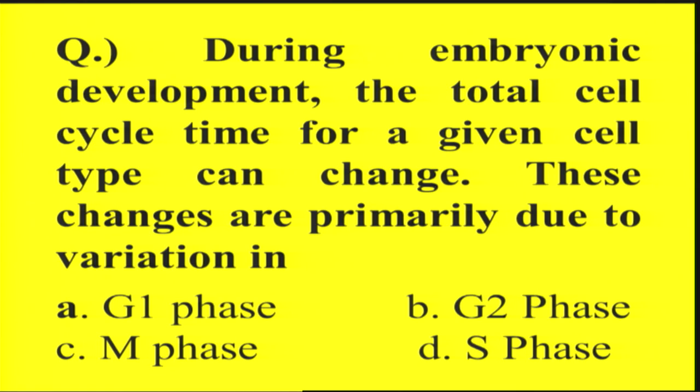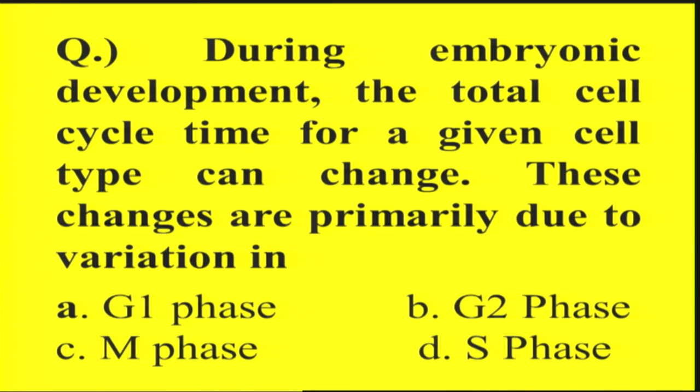Another question: during embryonic development, the total cell cycle time for a given cell type can change. These changes are primarily due to variations in G1 phase, G2 phase, M phase or S phase. Here it is remarkable that different species have different cell cycle times. It is also called generation time.